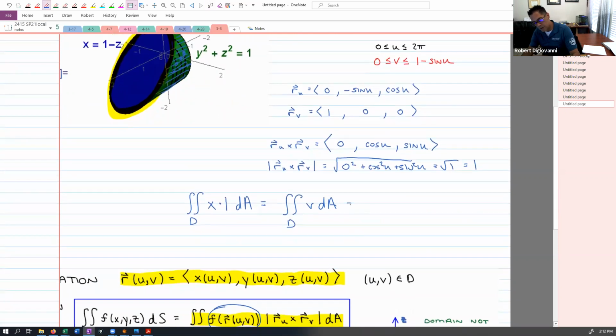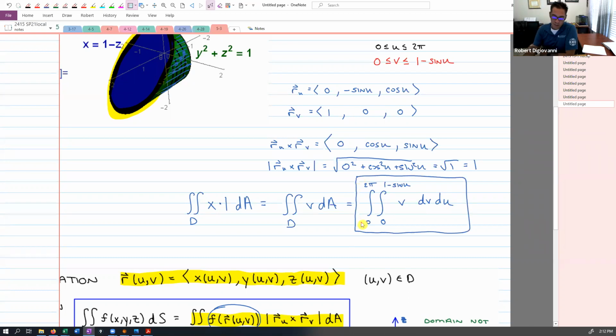Now we can put the limits of integration. The order does matter here. 0 to 2 pi is the outer one, 0 to 1 minus sine of u, and then V dV du. That's our integral. That should be pretty straightforward. You get a sine squared in there, so you'll have to do a power reducing, but it's all within Calc 2 difficulty integration.